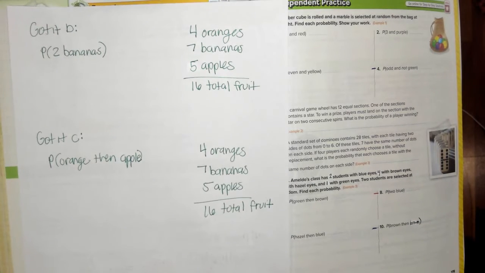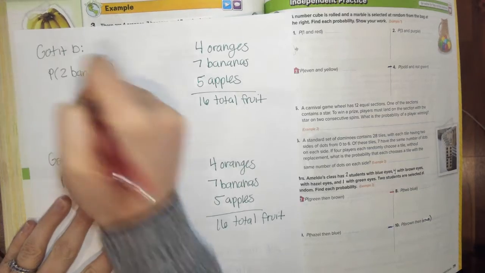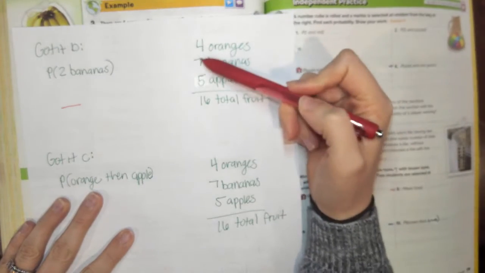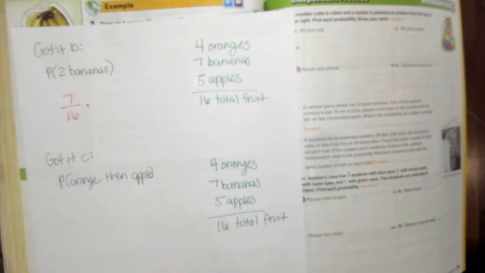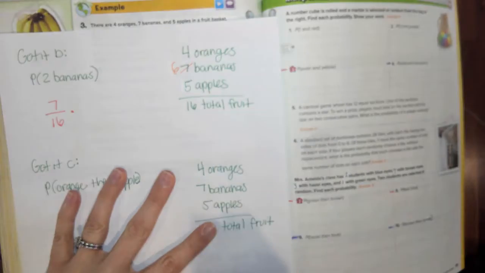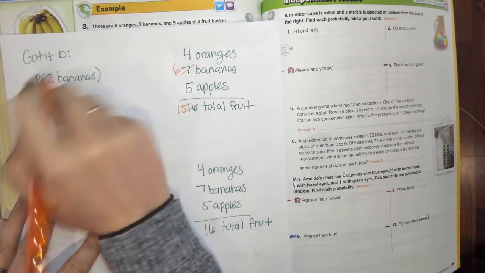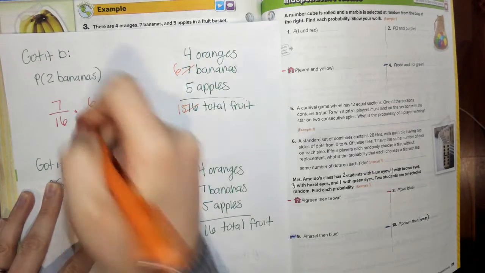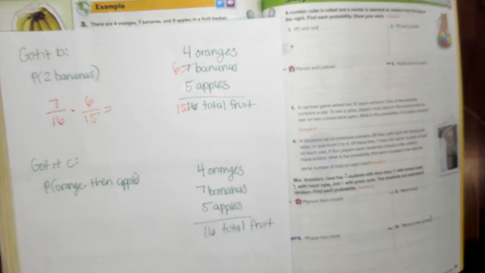With got it B, we have 2 bananas. That means get 1 banana, then get a second banana. So the first person, the probability that they get a banana, well, that's 7 out of 16. Once somebody chooses a banana, now there's only 6 left and 15 pieces of fruit left. That means the second person that wants a banana has 6 options for bananas out of a total of 15. And we would multiply those together.